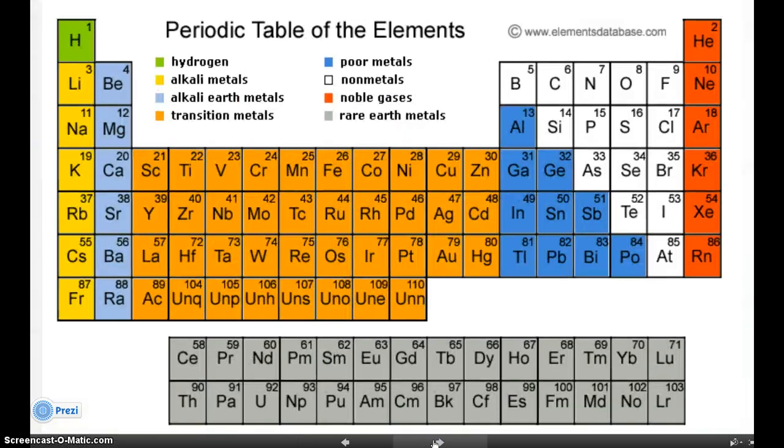Elements can be found on the periodic table, and we'll be covering some of these as we move on to further chapters. You can see they're classified by metals, nonmetals, and kind of what they do and what their properties are.